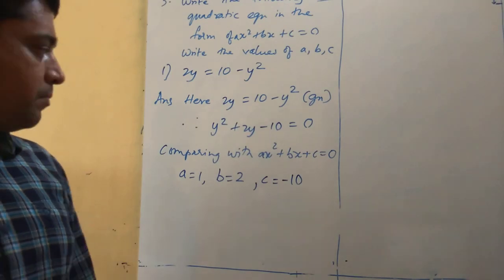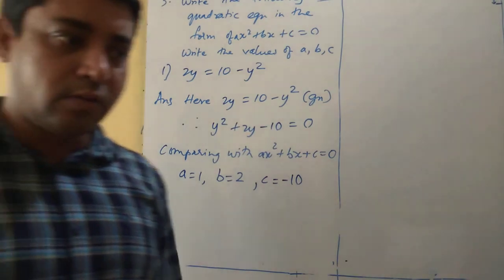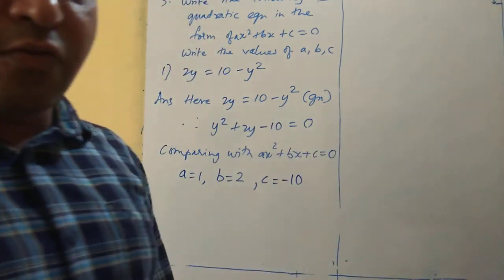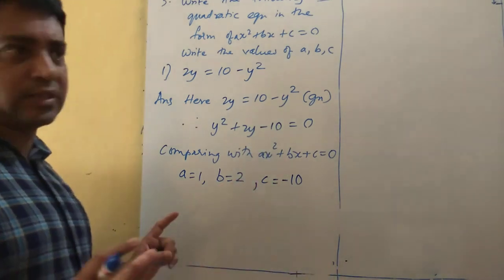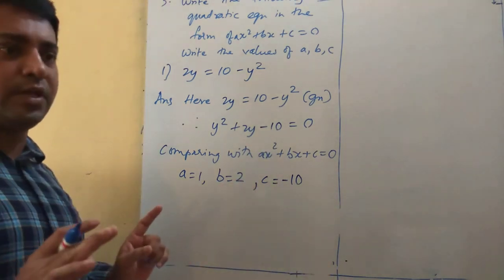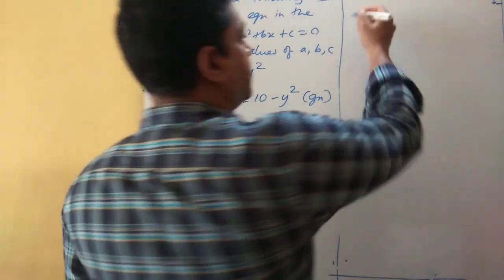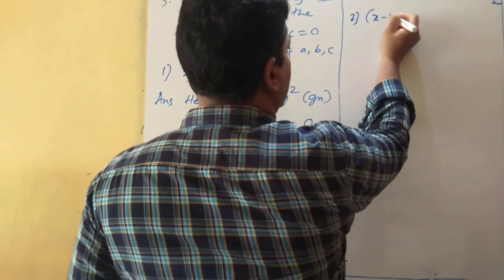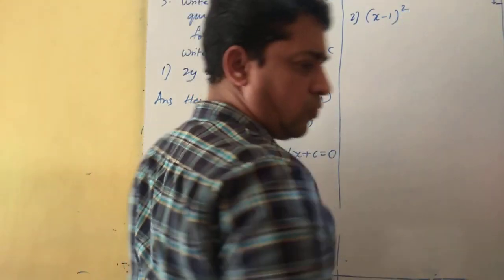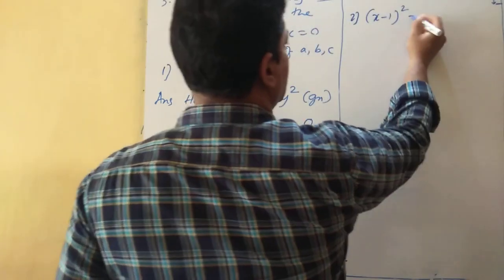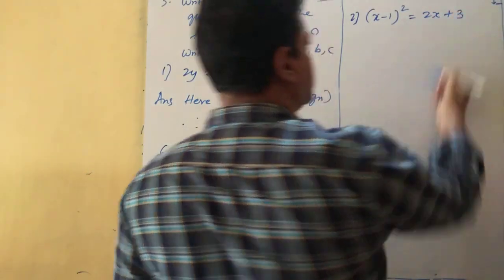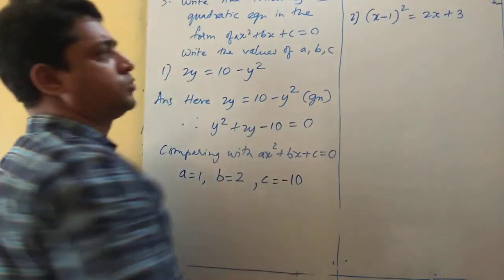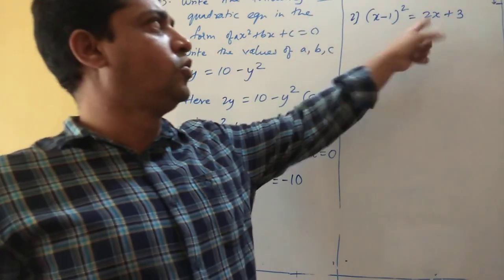Okay. One more sum will complete and I think the sum will be very clear to you. I'll start with the second sum, which is little confusing, but again, if your basic is clear, you'll find the sum very easy. Okay, so your second sum is x minus 1 the whole square is equal to 2x plus 3. Check. X minus 1 the whole square is equal to 2x plus 3.